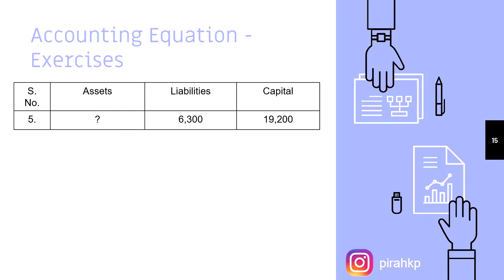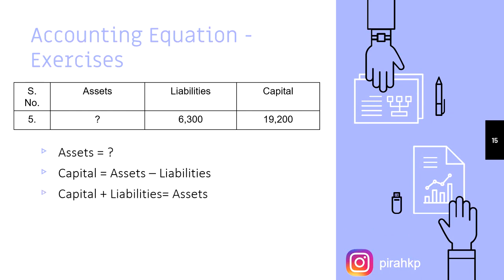Now the next one is assets. Okay, so assets are missing. Liabilities is given and so is capital. Now we are going to write assets is equal to question mark. This is the thing we have to find. Now we are going to write the accounting equation, which is capital is equal to assets minus liabilities. Now we have to leave assets alone because assets is the thing that we have to find. So we are going to make liabilities go to the other side, and now it's positive. Capital plus liabilities is equal to assets.